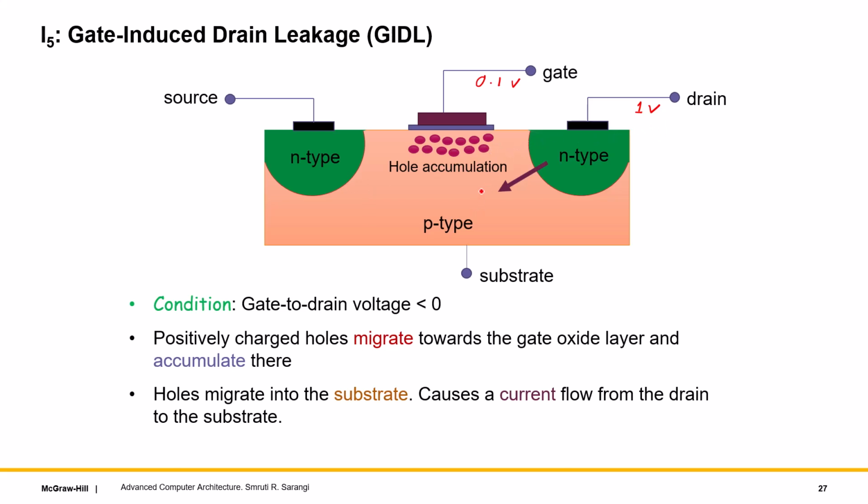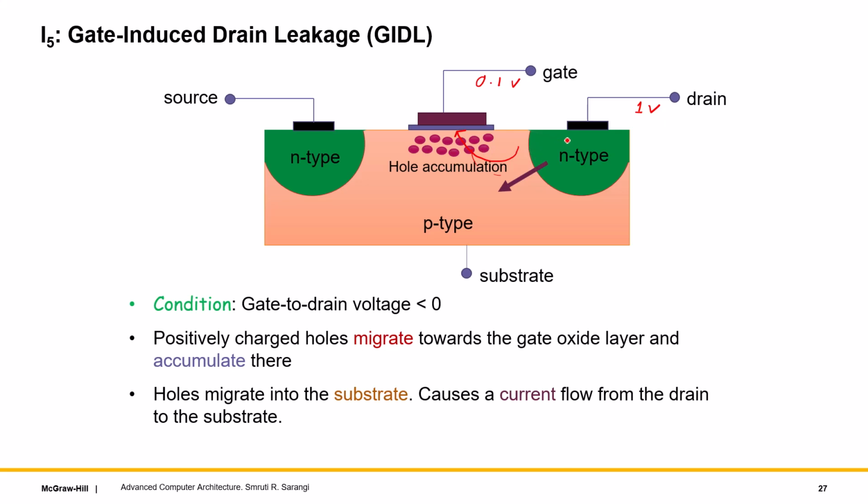Then holes will migrate towards the gate oxide layer because essentially there is a net electric field which is going this way. So basically all the positively charged holes are going to move up, right? It's going to push them up, push it away from the high voltage part. So then they will accumulate over here, and there will be this accumulation, right, migration into the surface.